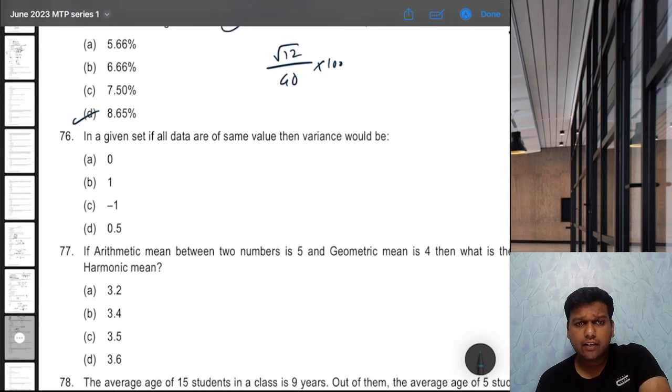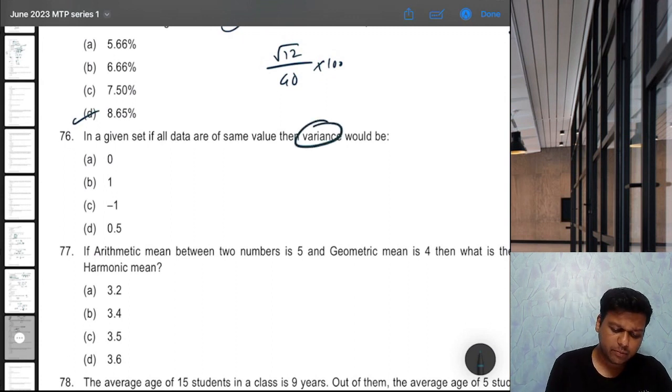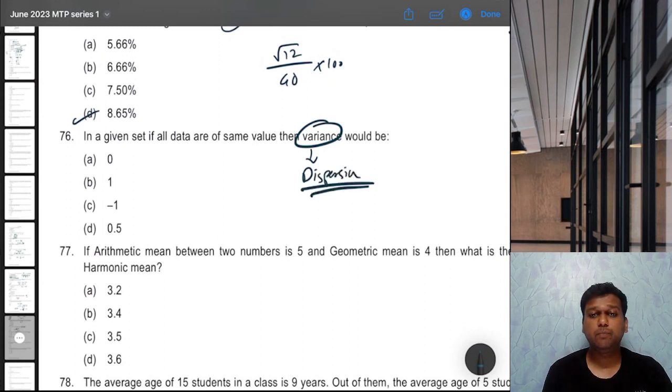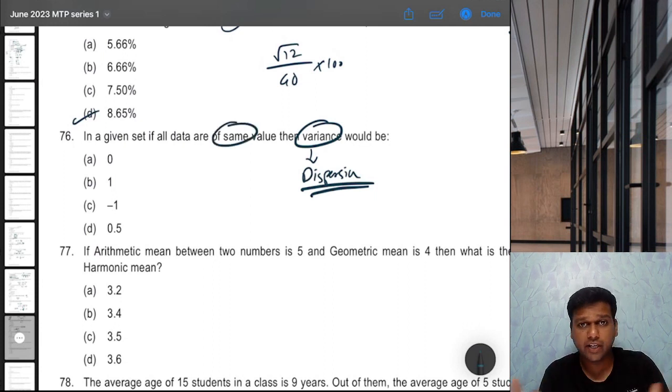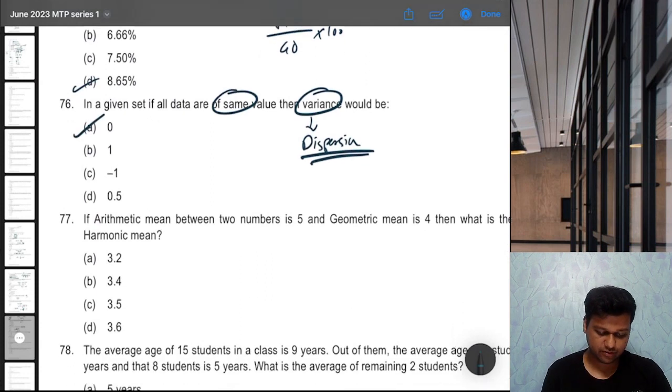76. In a given set, if all data are of the same value, then the variance would be. Now understand, variance is a measure of what? Dispersion. Dispersion means how much spread out the data is. If everything is the same, then it is not spread out. If it is not spread out, that means it is 0. So A is the correct answer.